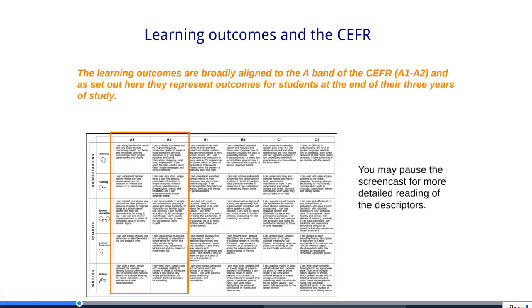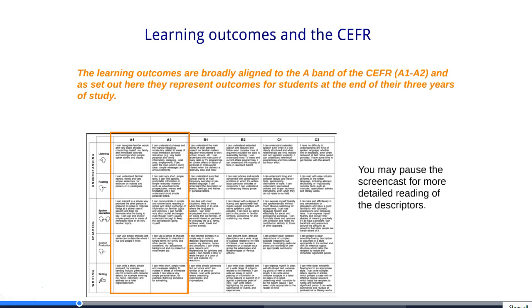The learning outcomes of the MFL specification are broadly aligned to the A band of the Common European Framework of Reference, and as set out here, they represent outcomes for students at the end of their 3 years of study. The learning outcomes describe clearly what students will be expected to achieve and should be able to do in the target language. They refer to specific domains of language use, such as public, personal, and educational, which are appropriate to the student's age and experience.